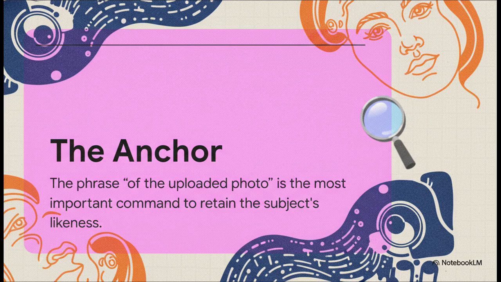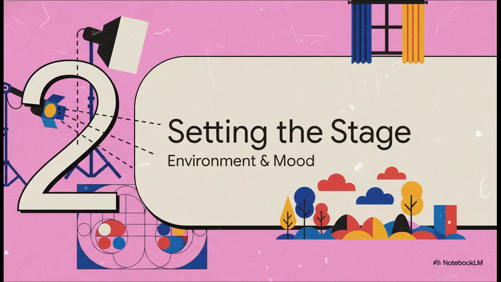So write this down, remember it, tattoo it on your brain. "Of the uploaded photo." This is your anchor. It's the magic phrase. Before you even think about the cool background or the dramatic lighting, you have to tell the AI to base its work on the face in your picture. It seems simple, but trust me, it's the most critical command for getting a result that's actually true to life. All right, our likeness is locked in.